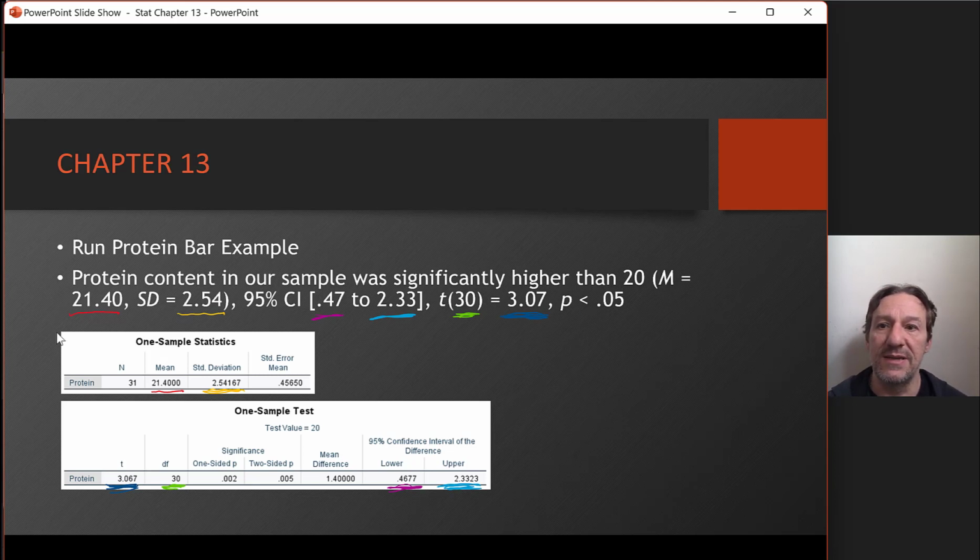So we're looking for the mean. We got a 21.4. I got it here, that's the red one. Our standard deviation, this yellow or orange, whatever that is, 2.54. Our confidence intervals, 0.47 right there, 2.33. Our degrees of freedom, the green one, is 30. Our t value, the blue one, 3.07, and p is going to be less than 0.05. I think if I was to rewrite this, I would write it up as p less than 0.01. All right, that's it for the one sample t-tests.